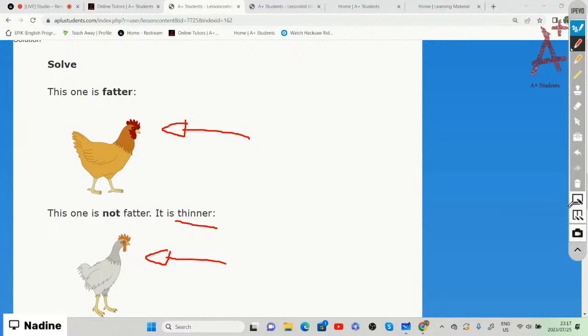And as you can see, that is comparing the two animals to each other. That is why we call it comparative, and it ends in ER. Fatter, and he is thinner.